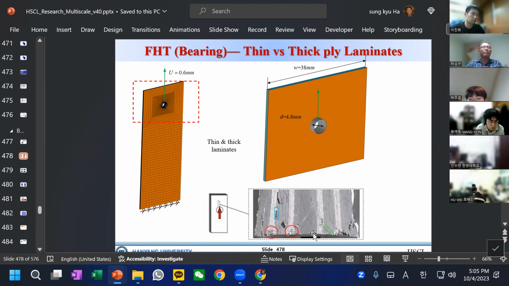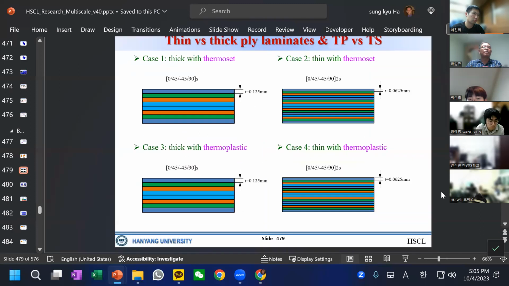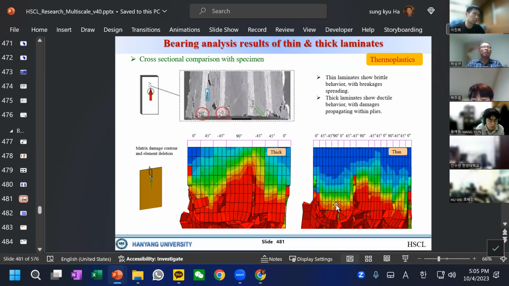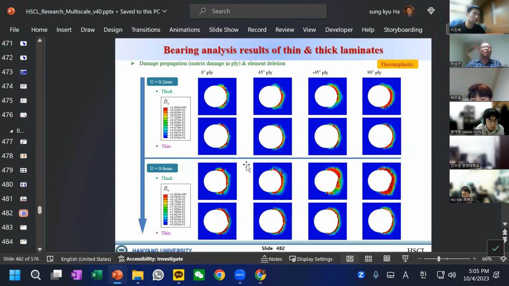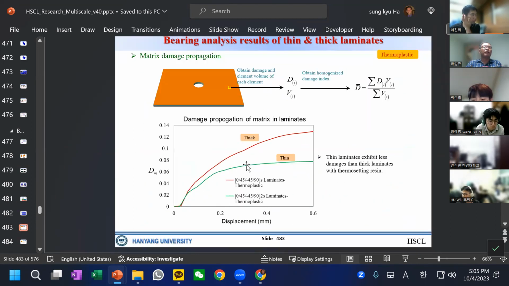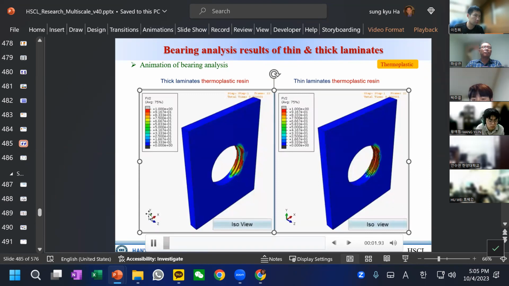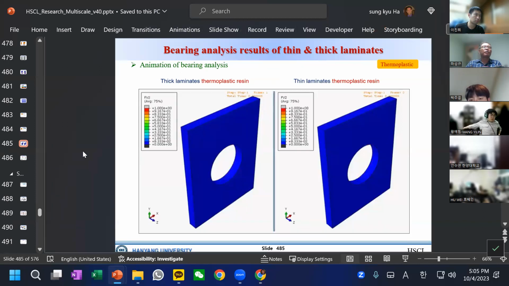Very complicated. Imagine each tow and each fiber, how complicated it can be. This is a simulation, an older simulation. We cannot predict exactly the same, but we can catch what can happen. This is thin and thick, the kind of simulation. Here is the bearing load pushing, and you can see how tows, plies, and fibers can crash. Very complicated procedures.